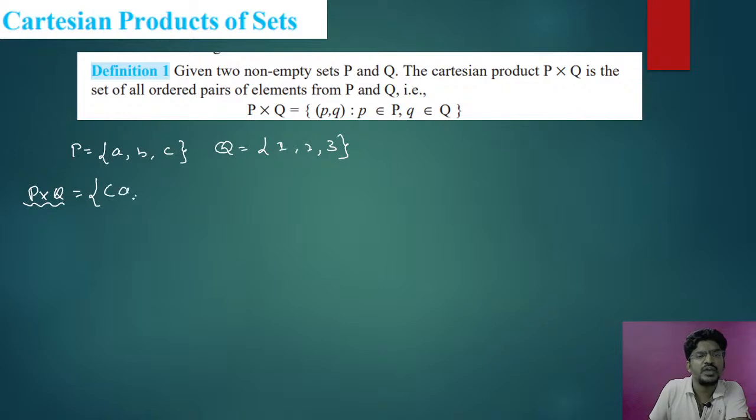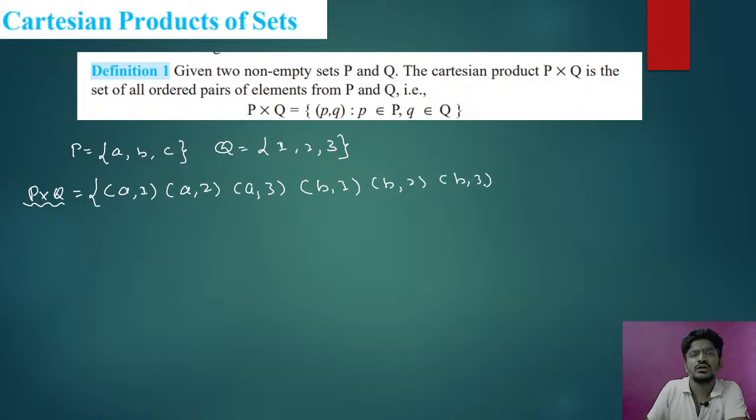First ordered pairs will be A comma 1, A comma 2, A comma 3. Next is B comma 1, B comma 2, B comma 3. Next is C comma 1, C comma 2, C comma 3. Okay. So these are the ordered pairs.